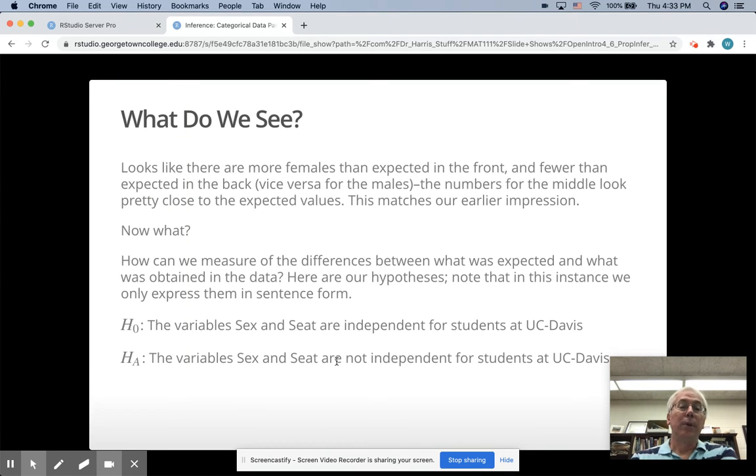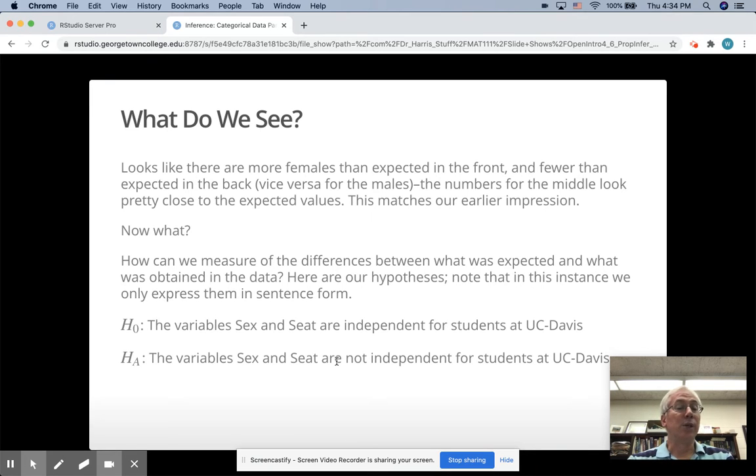And so there are a couple things then. We want to actually state hypotheses, and then we want to figure out what statistic, what number am I going to calculate that will measure the difference between the expected and the observed values. So our null hypothesis is going to be that there is no relationship, that sex and seat are independent for students at UC Davis, whereas our alternative hypothesis is, oh yeah, there is a relationship, that the two variables are not independent. So no relationship would mean that the variables are independent of each other.